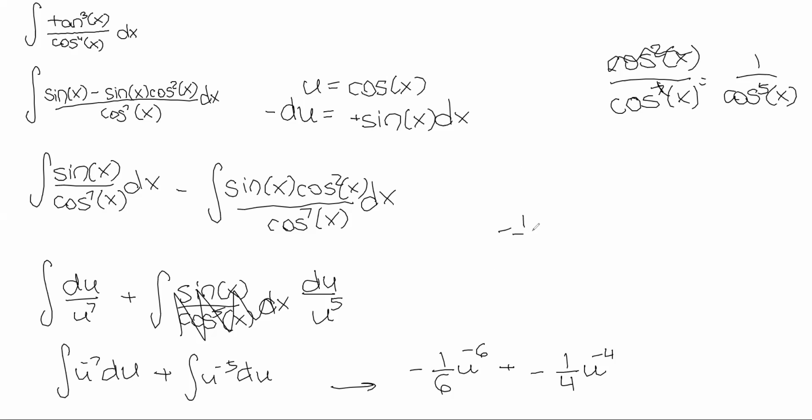It would be minus 1/6 and then 1 over cosine to the 6th power of x. And then we're going to have minus something similar, but it would be minus 1 over 4 times cosine to the 4th power of x plus c.